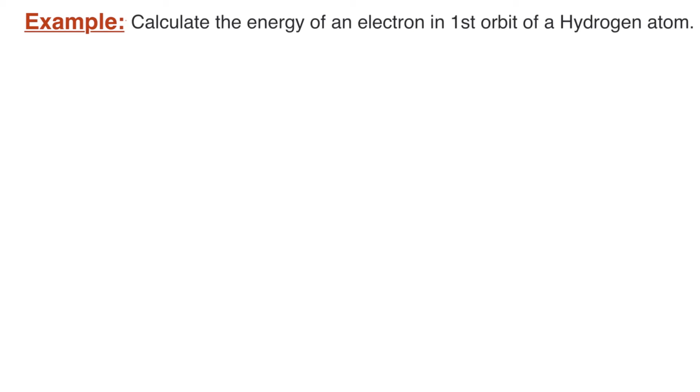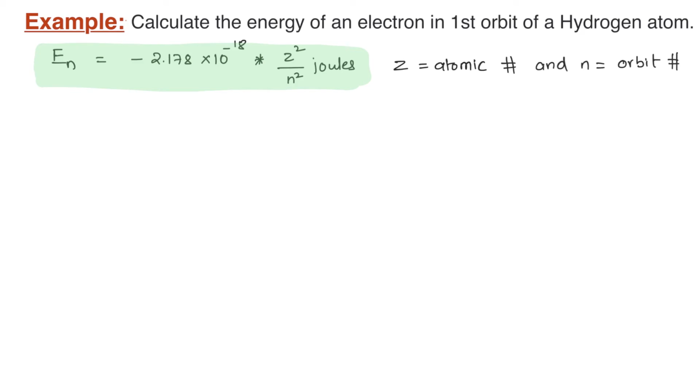Example 1. Calculate the energy of an electron in the first orbit of a hydrogen atom. According to the formula, energy of the nth orbit En is equal to minus 2.178 times 10 to the negative 18 times Z square over N square joules, where Z is the atomic number and N is the orbit number. For the first orbit of hydrogen atom, Z is equal to 1 and N is equal to 1.